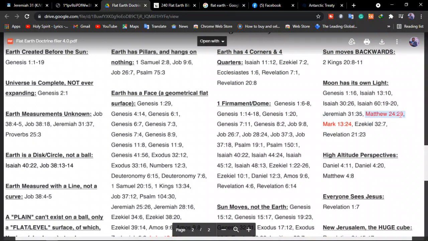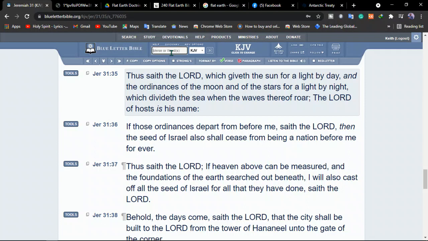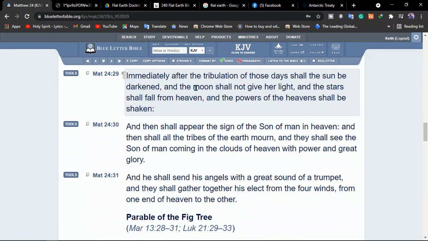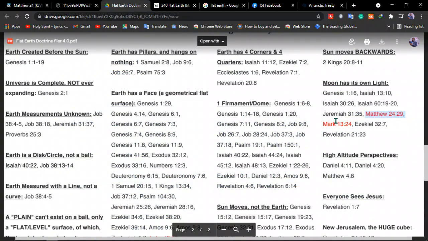Matthew 24:29. Oh, I enjoy this. I'm really enjoying this. Hope you are. Immediately after the tribulation of those days shall the sun be darkened, and the moon shall not give her light, because she has a light, the moon has a light, and the stars shall fall from heaven, and the powers of the heaven shall be darkened. That's what will happen that time.